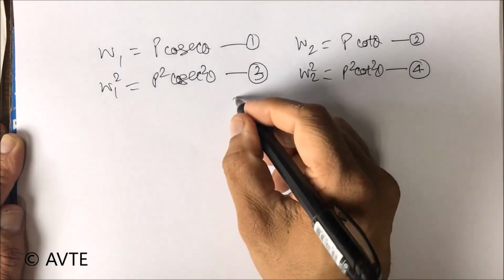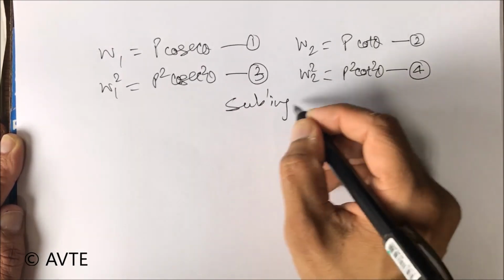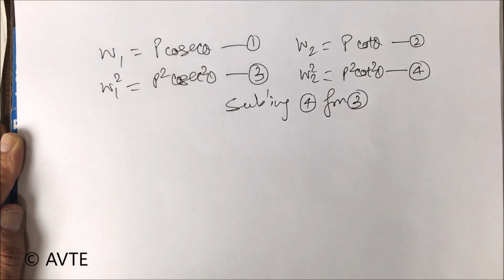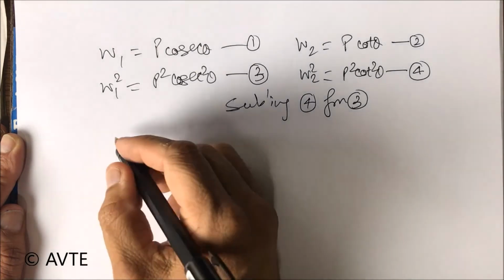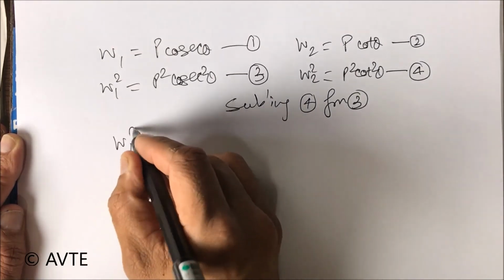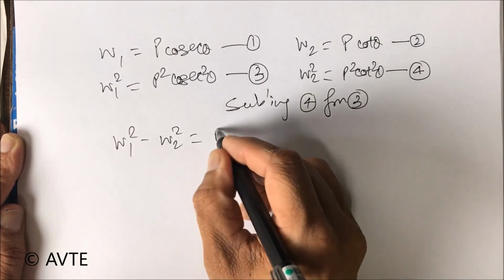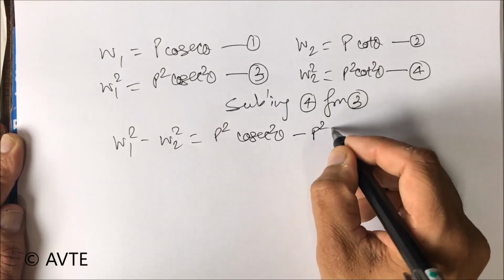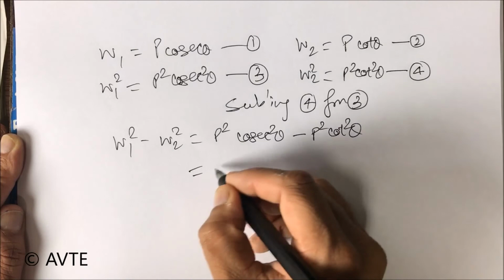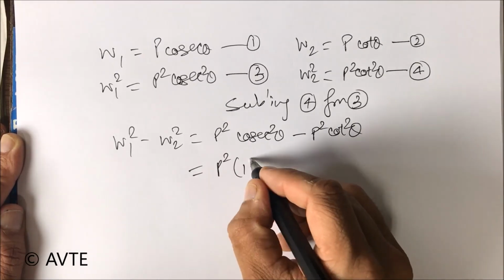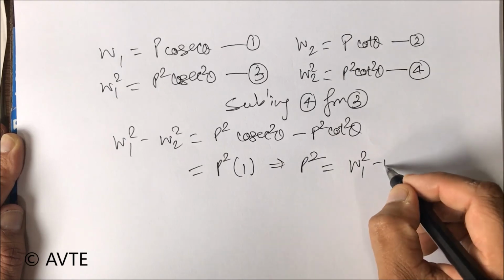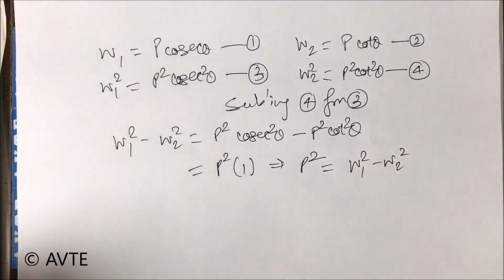So now if we subtract the fourth from the third, we can use the identity cosecant square theta minus cot square theta is equal to 1. So we get W1 square minus W2 square here, and this is P square cosecant square theta minus cot square theta, and taking P square common, which is 1. So we have proved that P squared is equal to W1 squared minus W2 squared. Thank you very much.